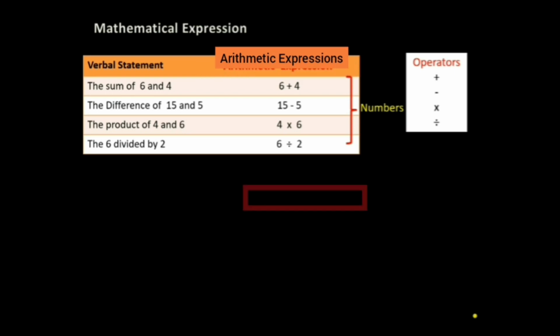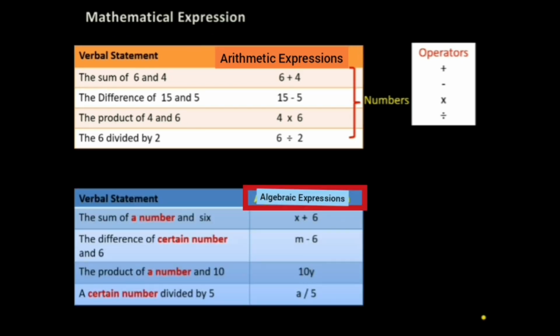Look at these algebraic expressions. The sum of a number and 6. In this case the number is unknown, so we use a variable. So we can write x plus 6. The difference of a certain number and 6 can be written as m minus 6. The product of a number and 10, we write 10y.